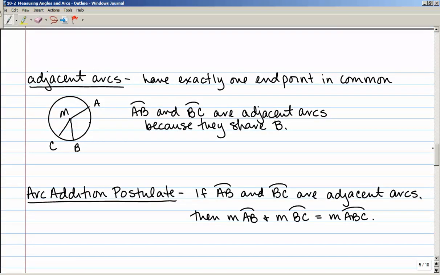Adjacent arcs have exactly one endpoint in common. So looking at circle M here, arc AB and arc BC are adjacent arcs because they share point B. Arc AB is right next to arc BC, so they're adjacent. And the arc addition postulate, kind of like we had segment addition postulate and angle addition postulate way back in chapter 2, says that if AB and BC are adjacent arcs, then the measure of arc AB plus the measure of arc BC is equal to the larger arc ABC. So AB plus BC equals arc ABC.